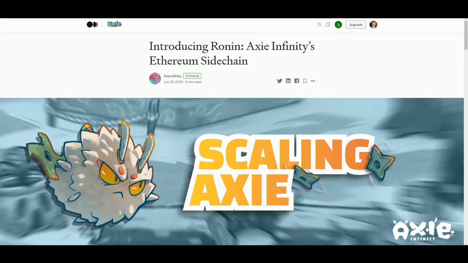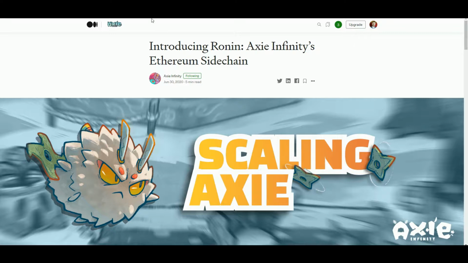Land can now be held on the Ronin blockchain. It has its own token, the RON token. You have to set up a separate wallet. Should have pointed that out with Matic as well. With Matic, you can use MetaMask, but you have to set up a version of MetaMask to interact with the Ethereum blockchain. So there's that extra complication. You have to bridge between the two.